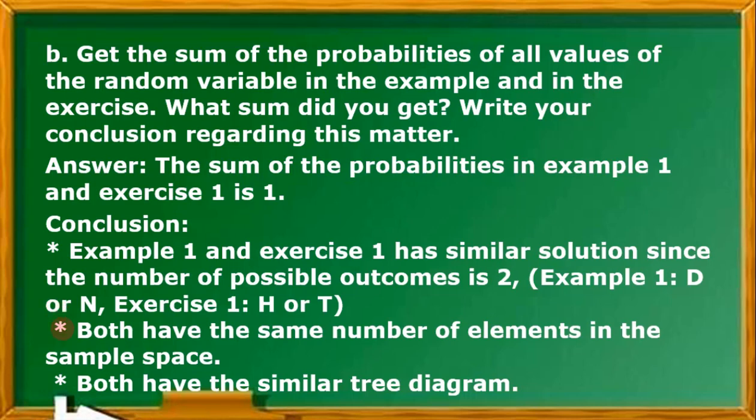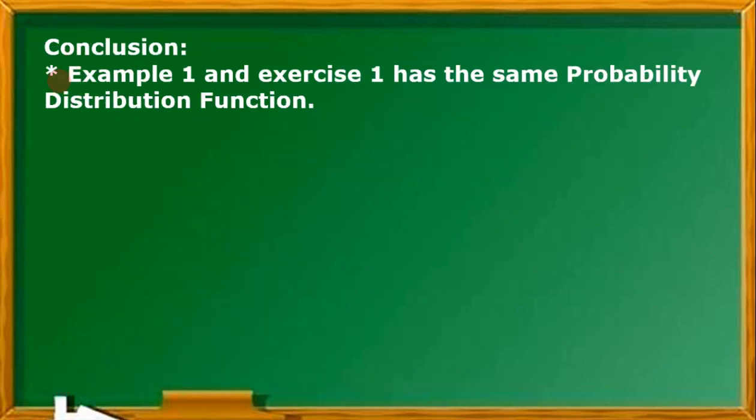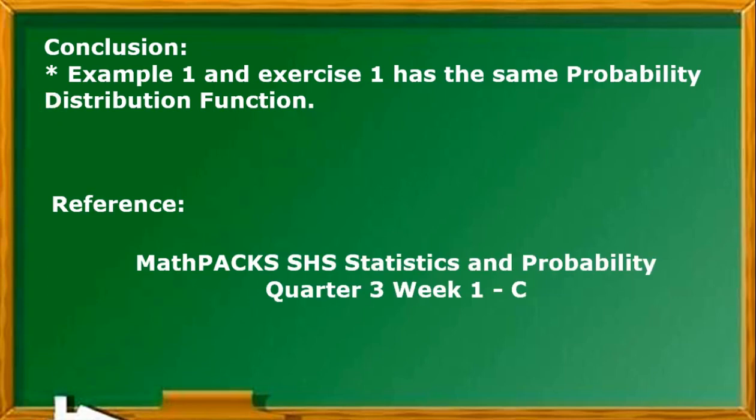Both have the same number of elements in the sample space, 2 raised to 3, that's 8. And both have similar tree diagram. What else? Both have the same probability mass function. So I wasn't able to write it here, but that's also one of the conclusions. Example 1 and exercise 1 have the same, I mentioned it earlier, so this is it here. Well, for the reference, I have it here. And this is all for now.